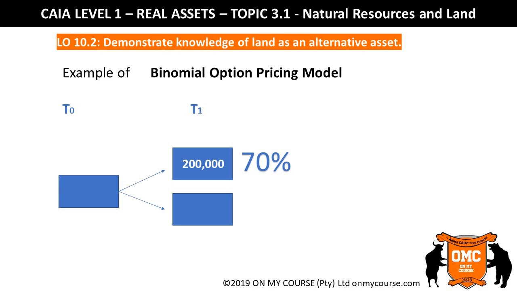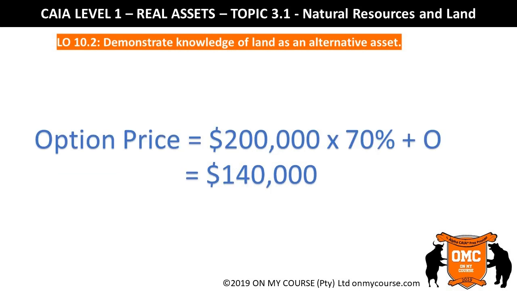So if we simplify this problem, the option price would be calculated by multiplying the potential profit by the up probability, or the probability of a strong economy. As we would abandon development in a weak economy, we can simply add 0 for the weak economy when pricing the option. So in this case, the option price, the value of the land, would be worth 140,000. That's on a 70% probability of an upside.